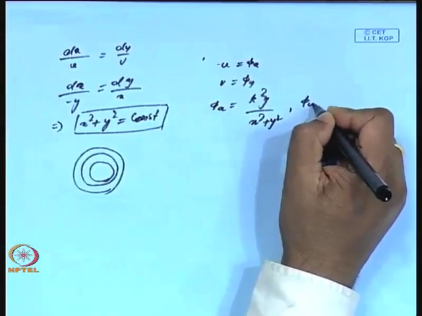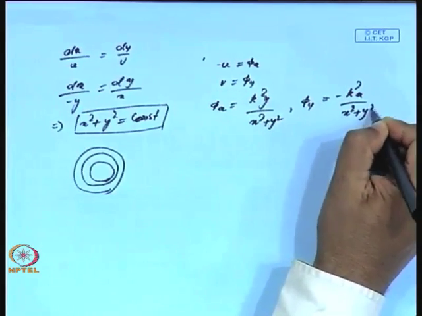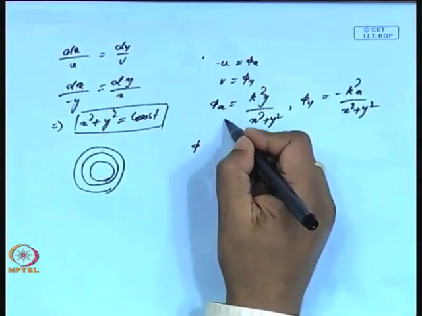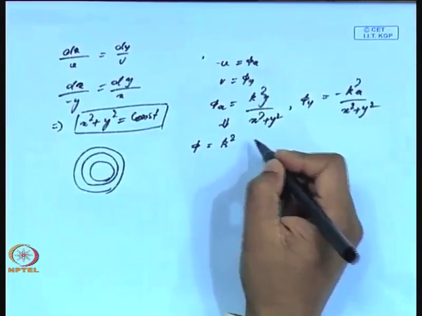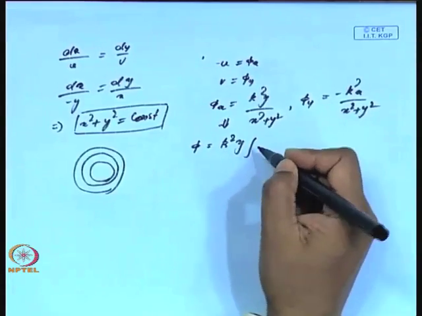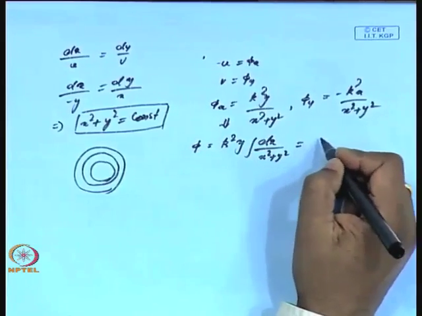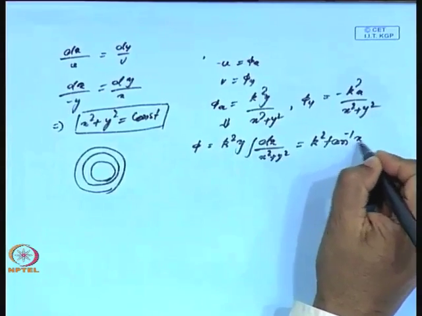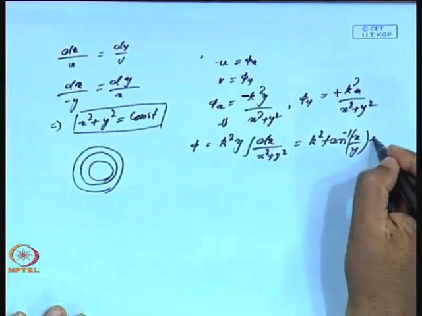and phi y is minus k square x by x square plus y square. So, if you integrate it, we can get phi is equal to k square y integral dx by x square plus y square, and that gives us k square tan inverse x by y plus f of y.